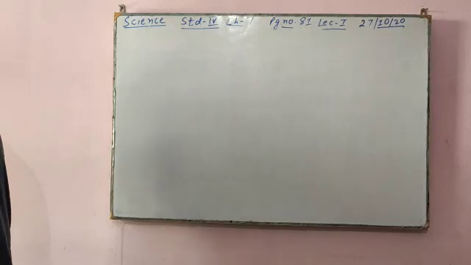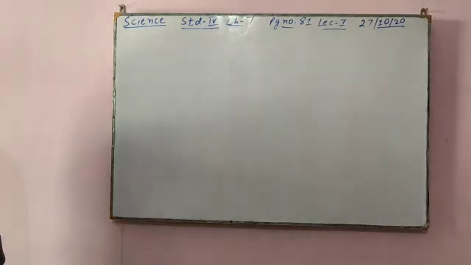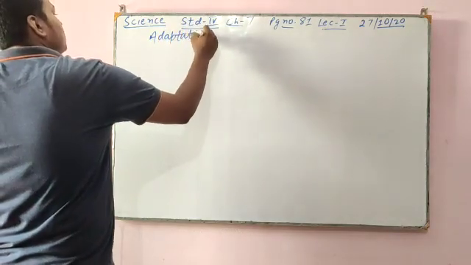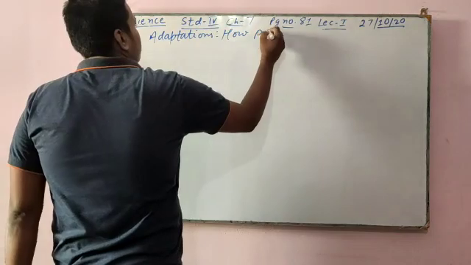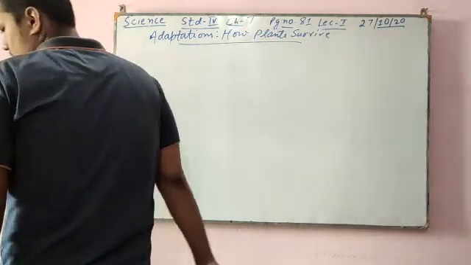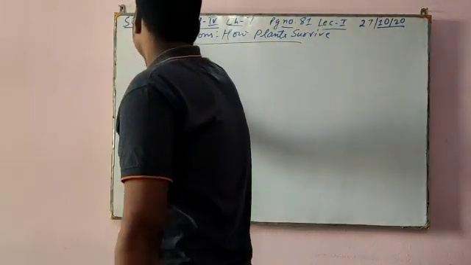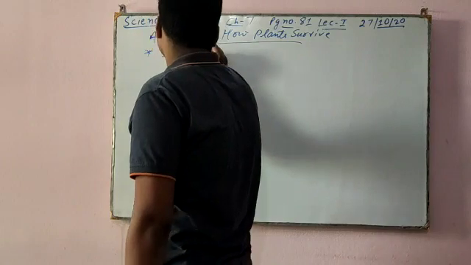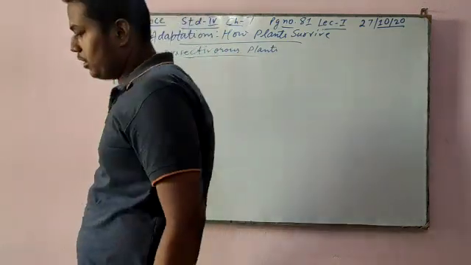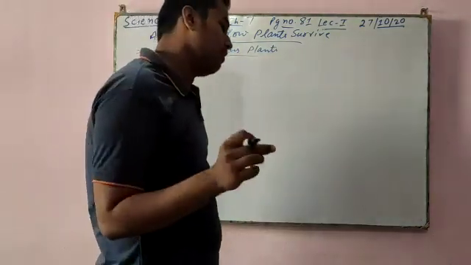So today I am going to teach you science. Chapter 7 is going on. That is plants, habitat. I am explaining adaptation, how plants survive. In the earlier class I was explaining insectivorous plants. I have explained to you about the Venus flytrap. Today I am going to explain about the pitcher plant.